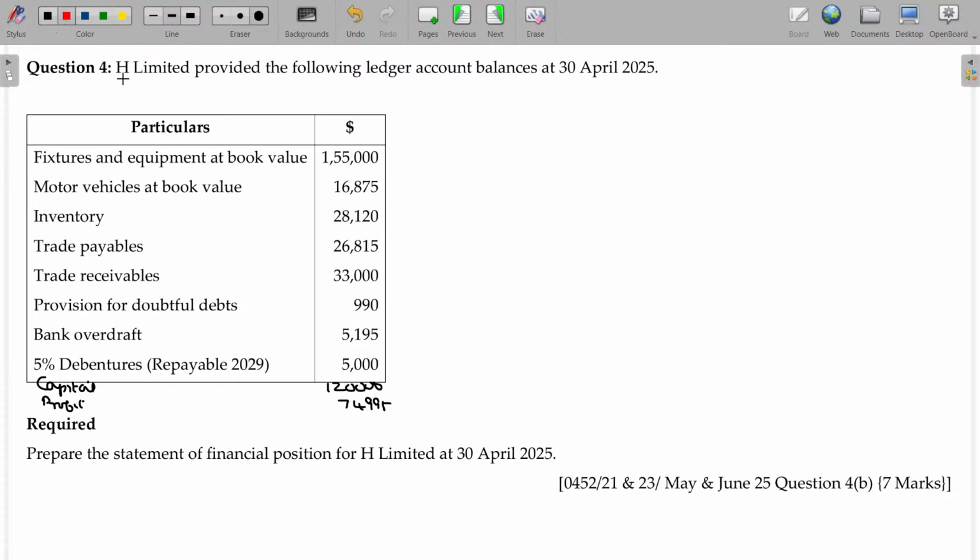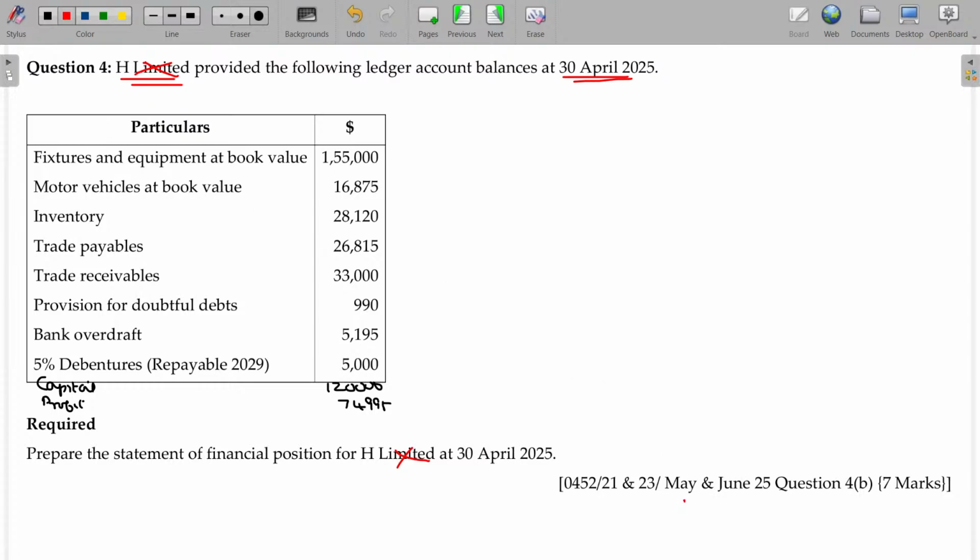Question number 4. H Limited provided the following ledger account balances as at 30th April 2025. Rather than H Limited, you can convert that into H Trader or Sole Trader, because I converted this into a basic illustration. In your examination, you have to solve this assuming this being the limited company. Not only that, in that case, you have to prepare a statement of changes in equity shareholders' funds. But those things are skipped because we have to cover that along with the later chapter.